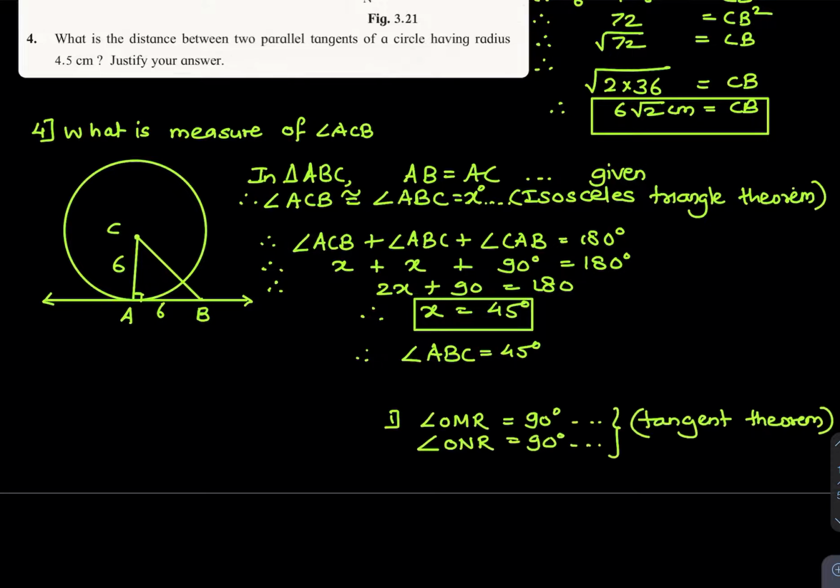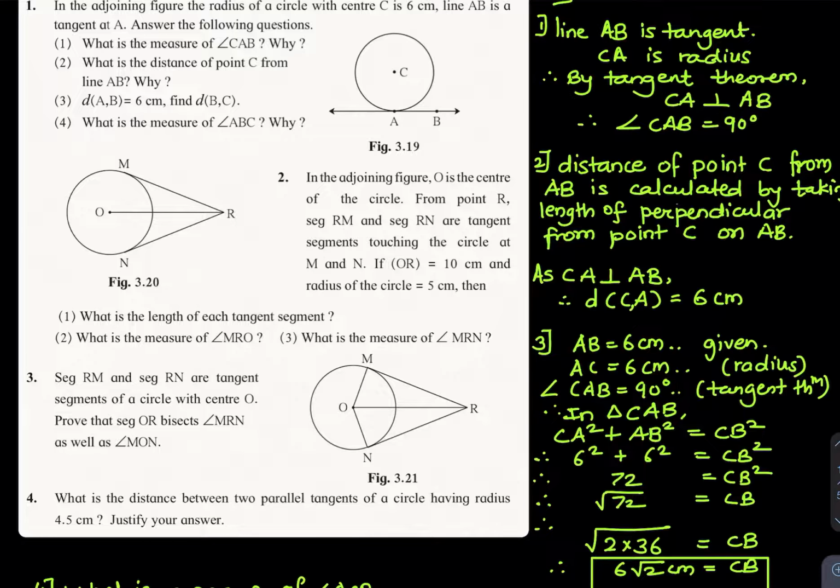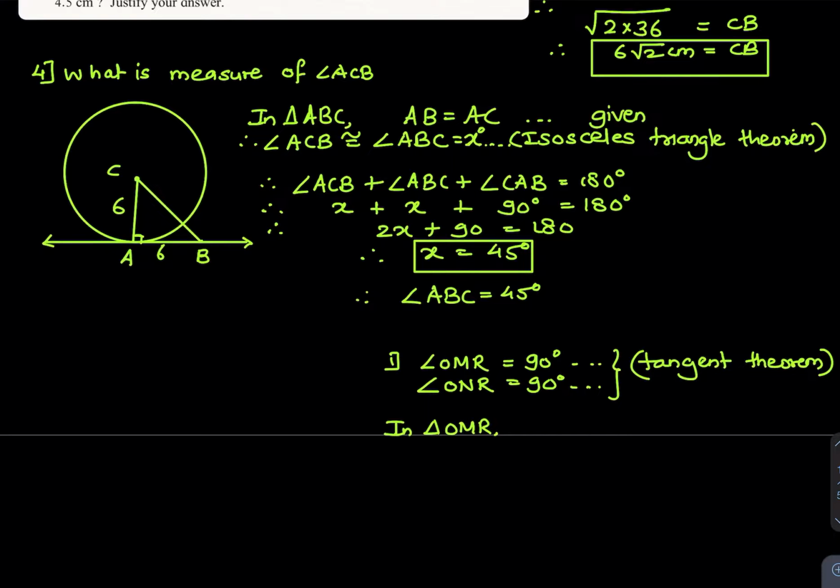So next is the second question. In the adjoining figure, O is the center of the circle, and from point R, segments RM and RN are tangent segments touching the circle at points M and N. If OR is equal to 10 cm and the radius of the circle is equal to 5 cm, then what is the length of each tangent segment? So I will first write what is given.